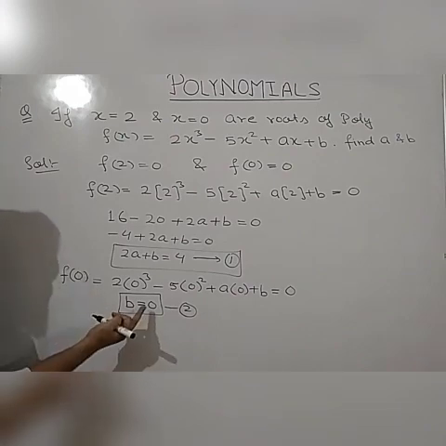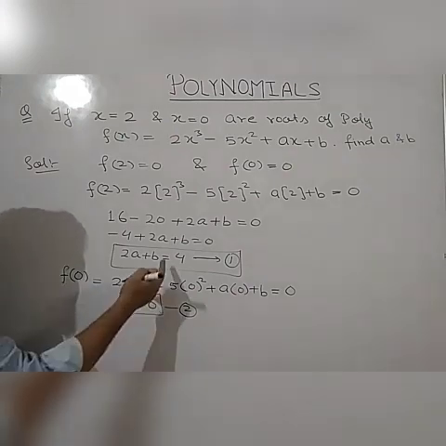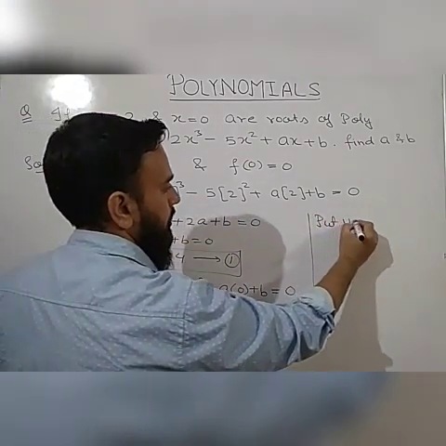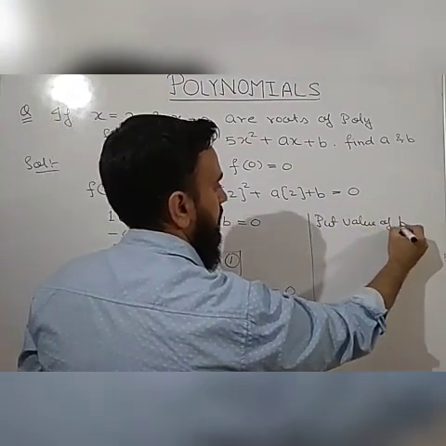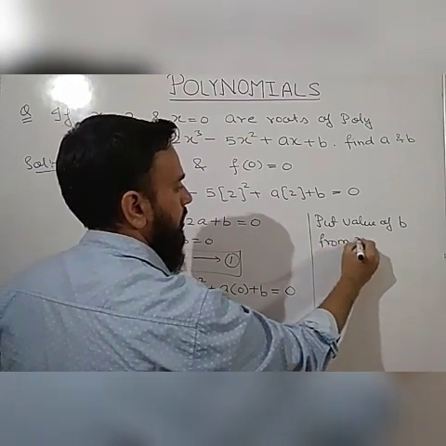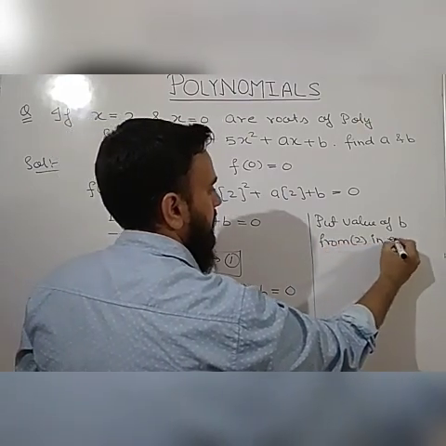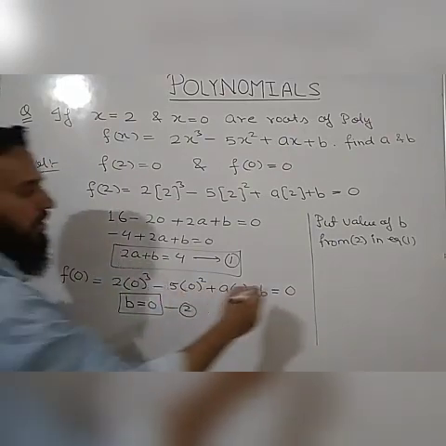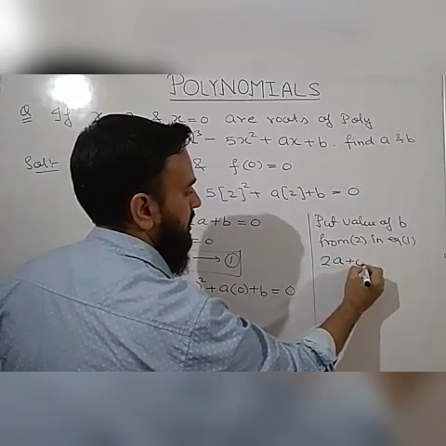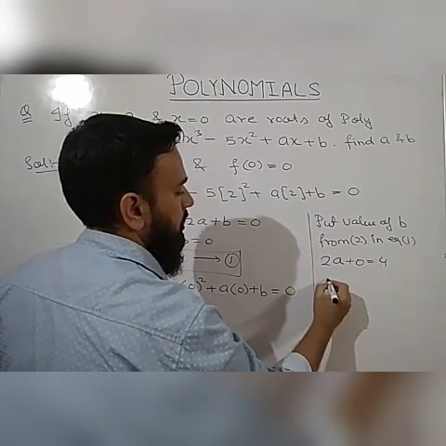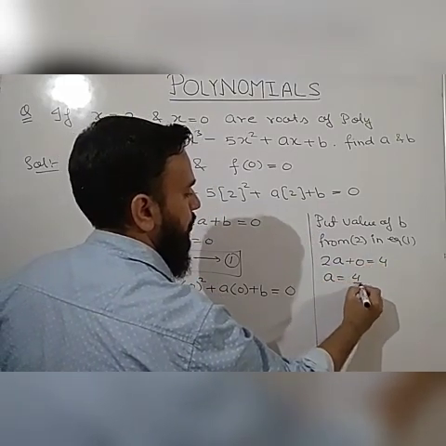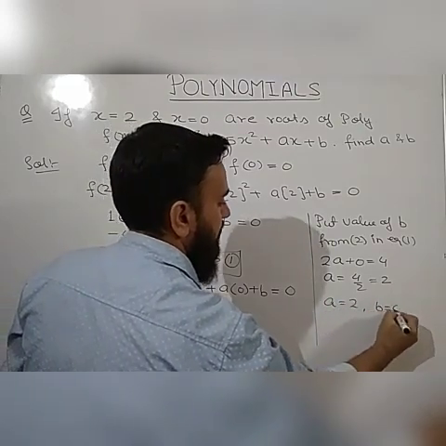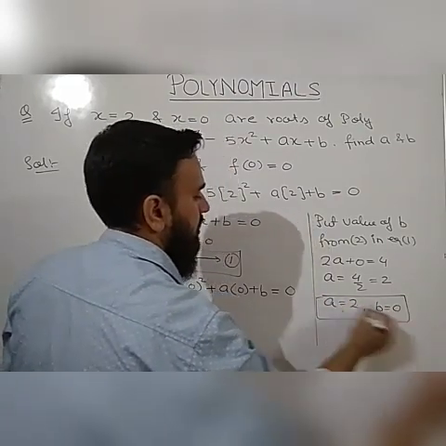Now put the value of b from equation 2 in equation 1. So if we put b equal to 0 in this equation, we will get 2a plus 0 is equal to 4. It means a will be equal to 4 upon 2, that will be 2. Means a is equal to 2 and b is equal to 0. It is our answer.